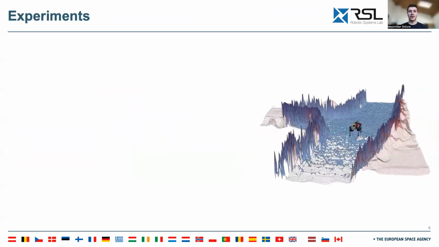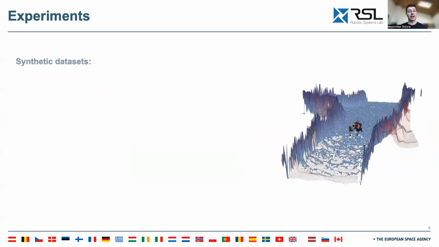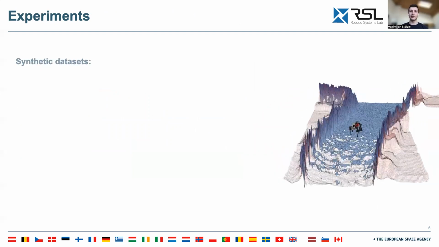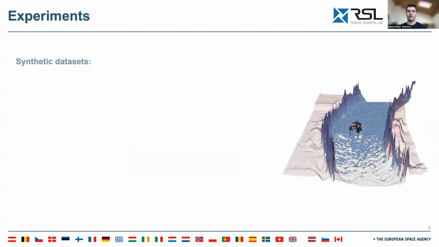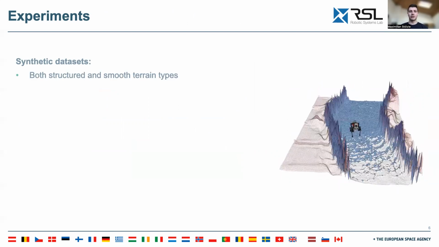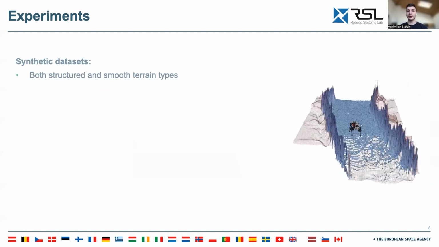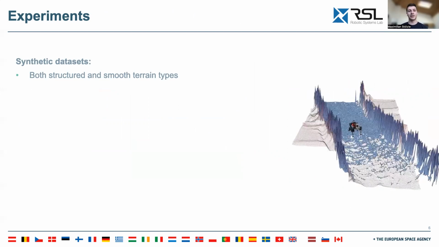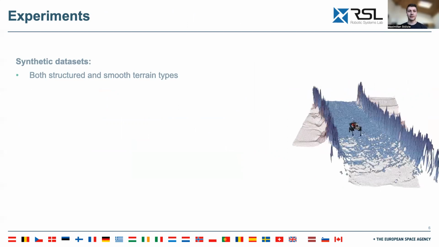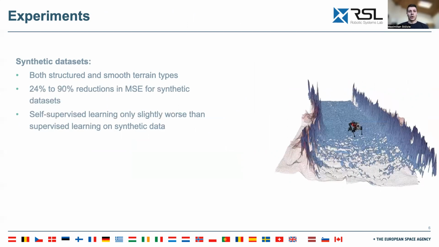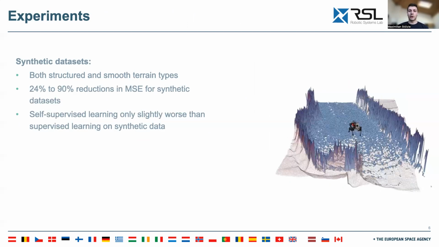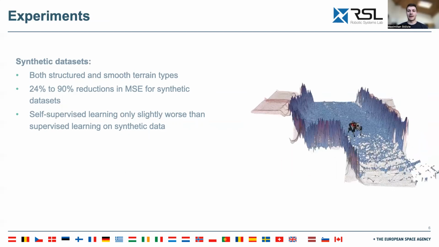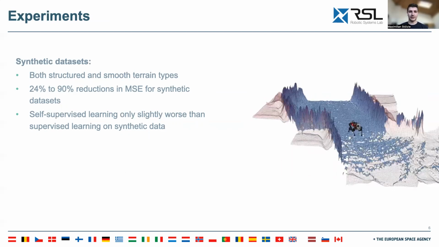In our experiments, we first consider multiple synthetic datasets containing both structured and smooth terrain types. We observed 24 to 90% reductions in mean squared error compared to interpolation-based baseline methods for these synthetic datasets. More importantly, self-supervised learning only performs slightly worse than supervised learning on these synthetic datasets.